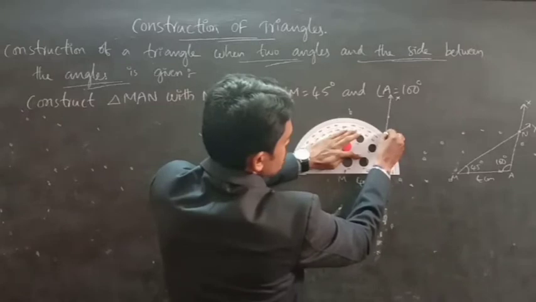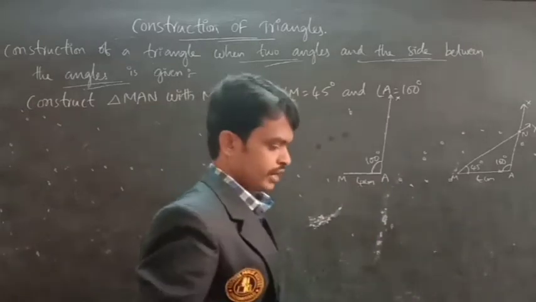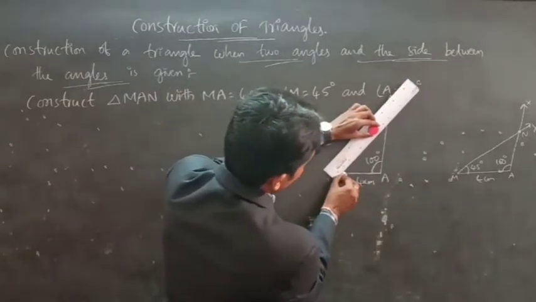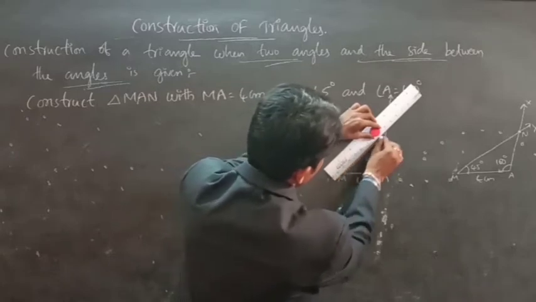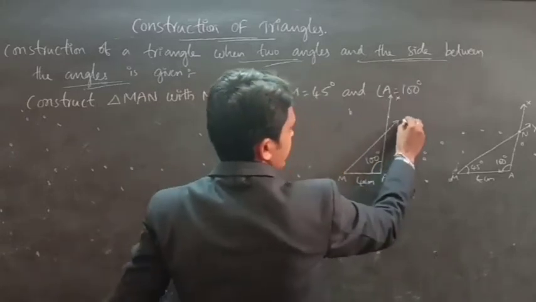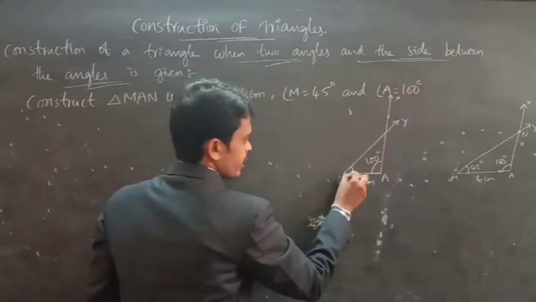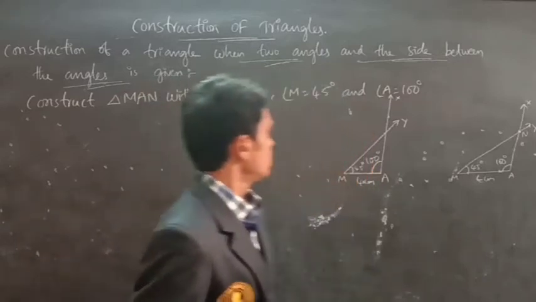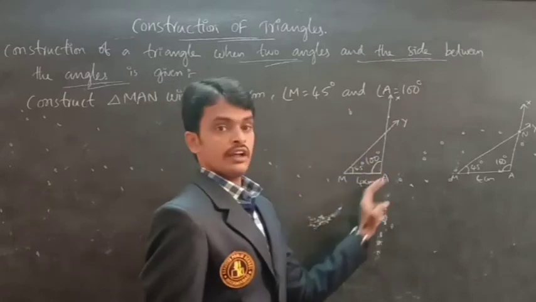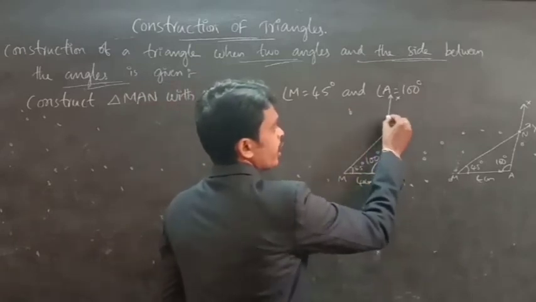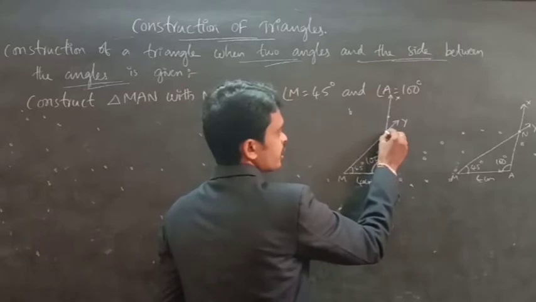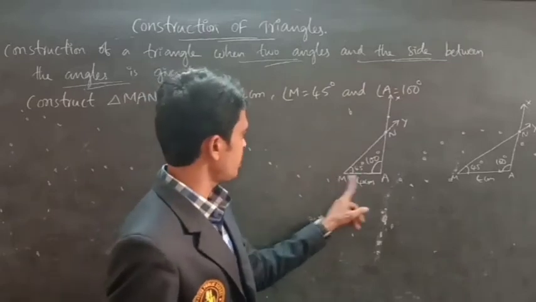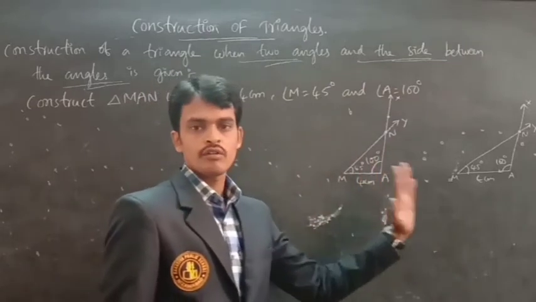So like this, here we should mark 45. Now by using a ruler, we should draw a ray, like this. This is where the two rays intersect. We name that point N. Now the triangle MAN is formed.